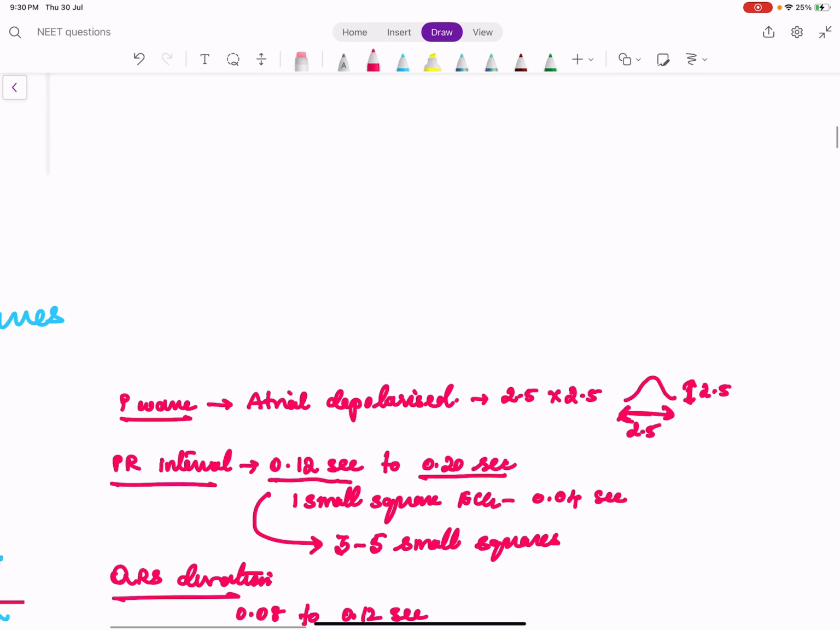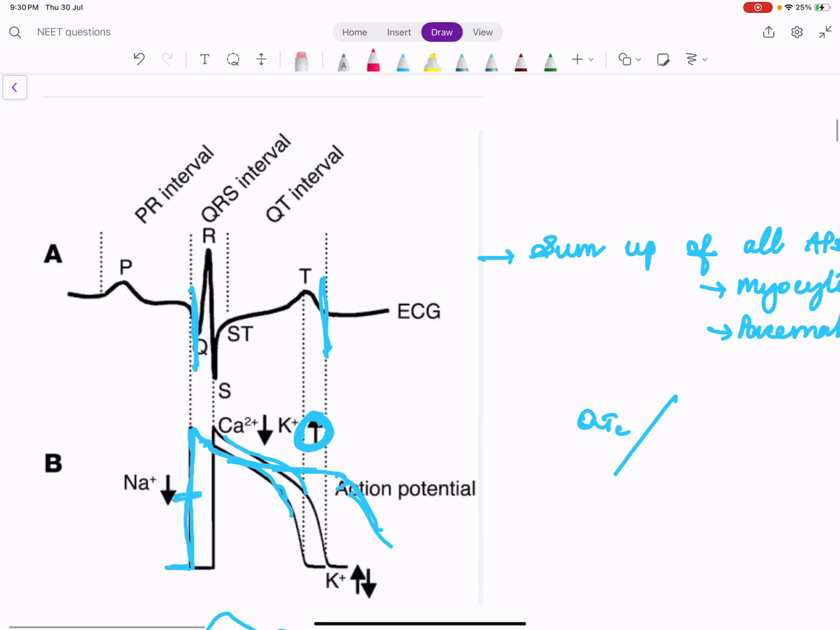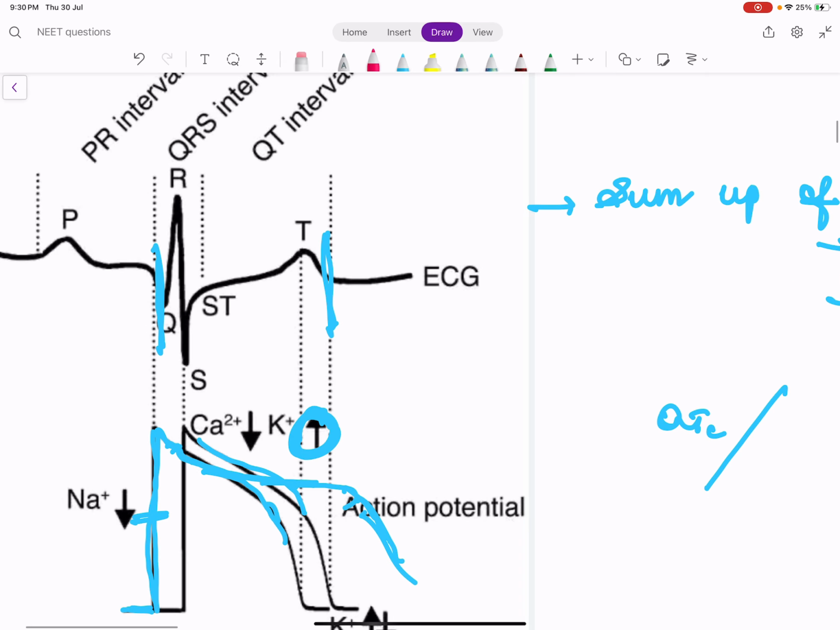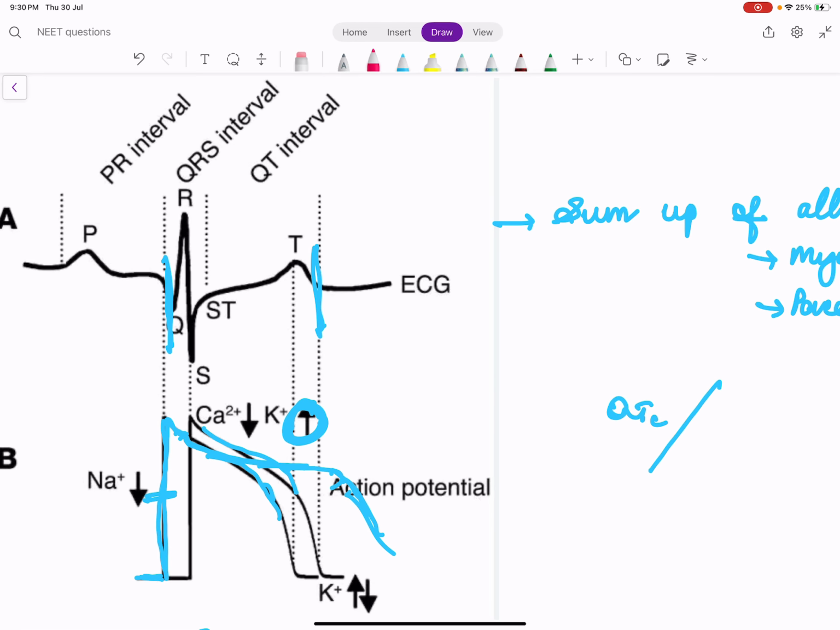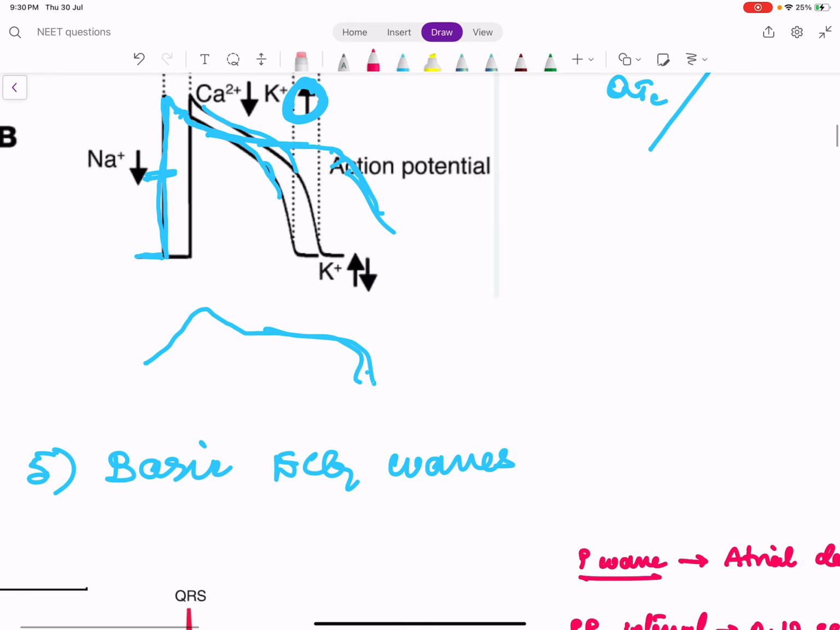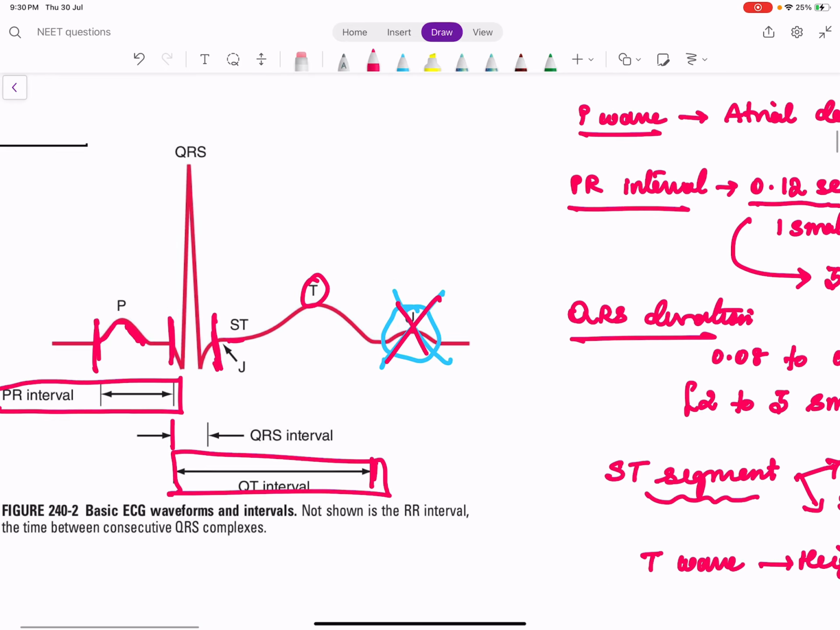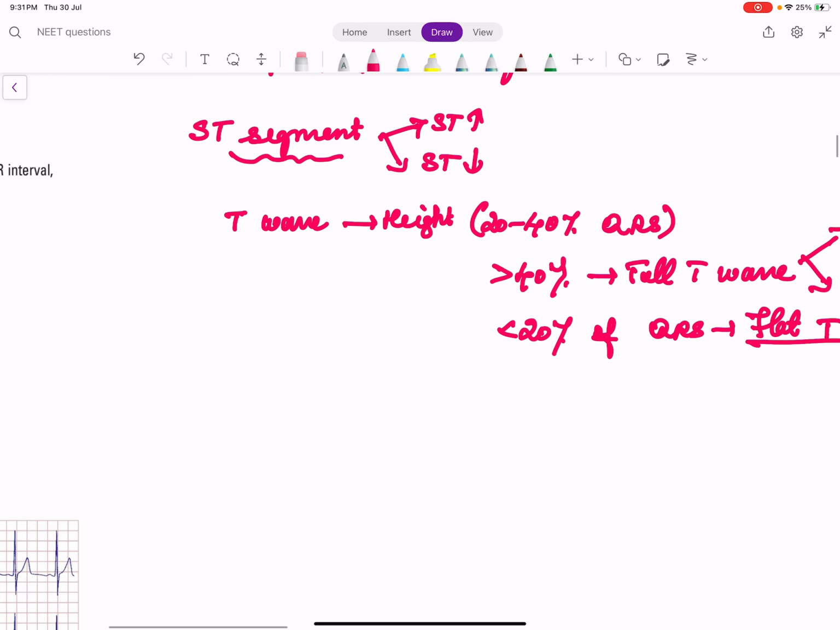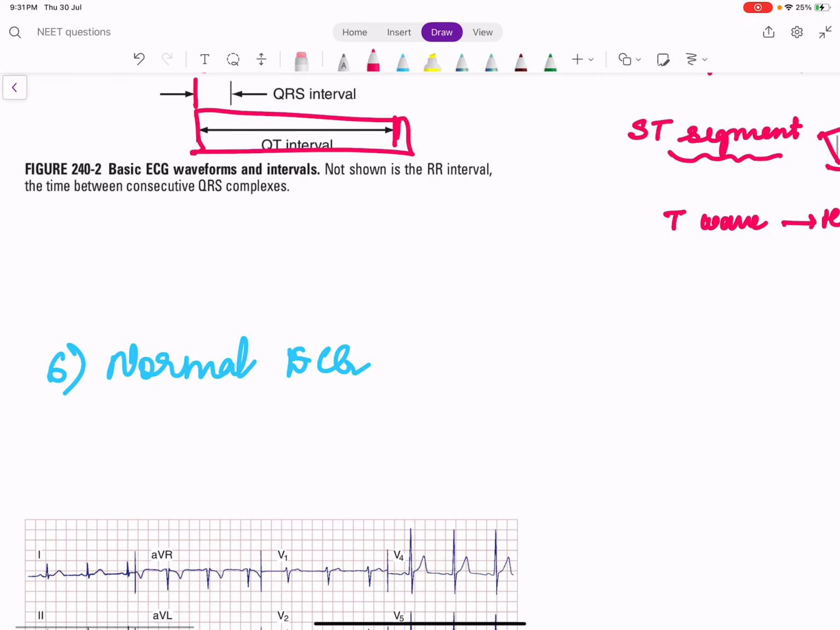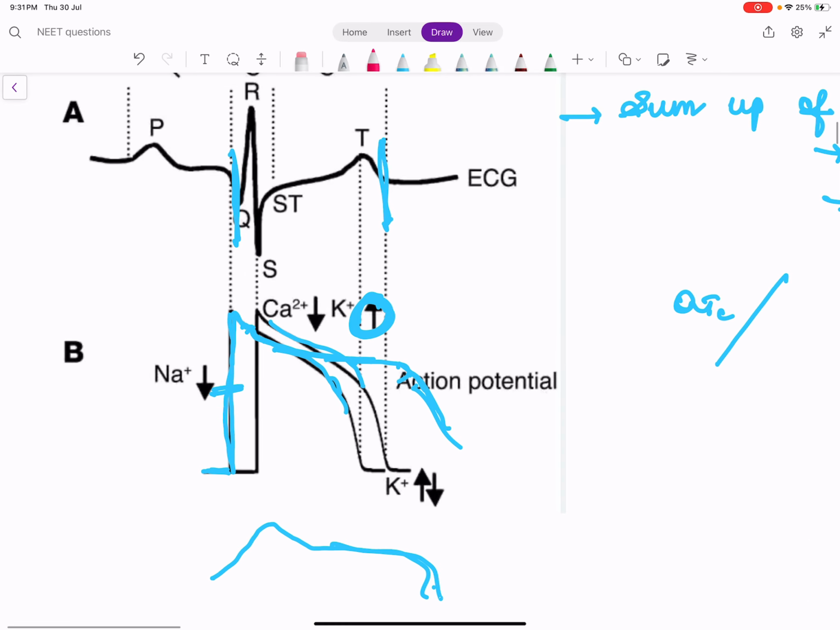Again, why does this occur? Think of the cardiac action potential. When potassium increases in the blood or decreases in the blood, the potential difference between the cell and the blood changes. So the efflux changes, right? I'm not going into the detail, but if you think of the mechanism, you can easily understand. So why there is a tall T wave, why there is a short T wave, right?